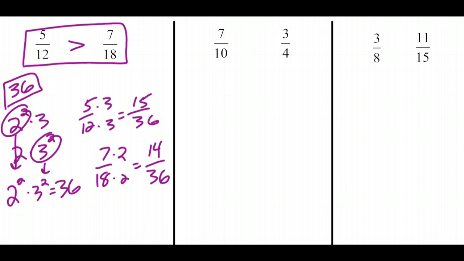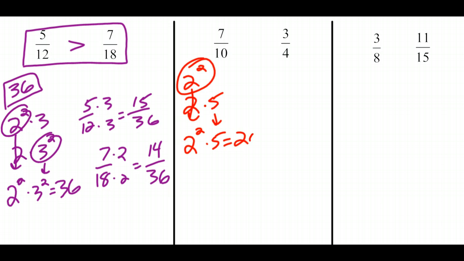7/10 to 3/4, the LCM of 10 and 4 is going to be 20. We can see that because 4 is 2 squared, and 10 is 2 times 5. We need 2 2's and 1 5 to make the LCM, and that gives you 20.